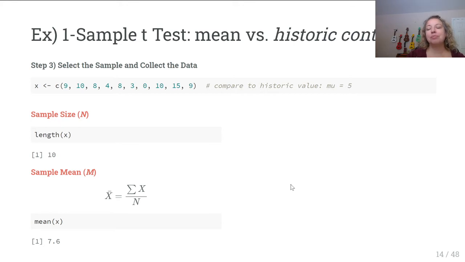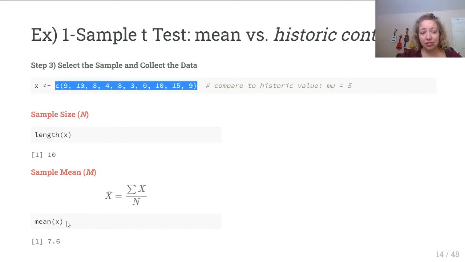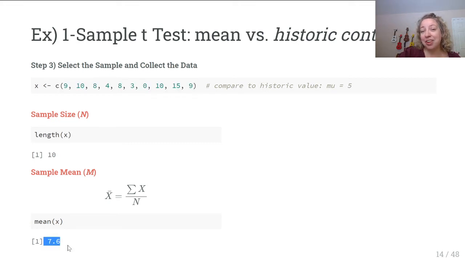Sample mean, we could do this by hand. We could use our brain power and mental math or our calculator and add 9 plus 10 plus 8 plus 4, add up all these numbers, and then divide by 10. Or I can actually just ask R, what is the mean of the x vector, and it's going to add them up and divide by 10 all by itself and spit out 7.6 exactly. So I have a sample size of 10 whose average is 7.6.